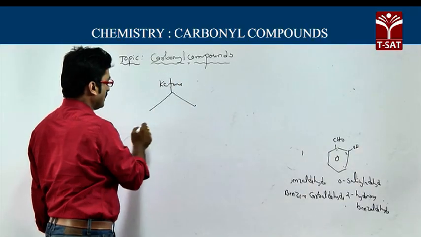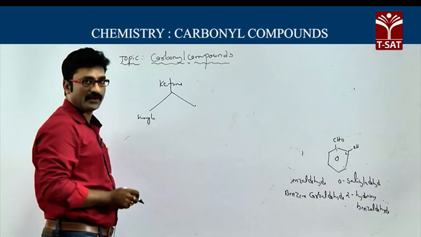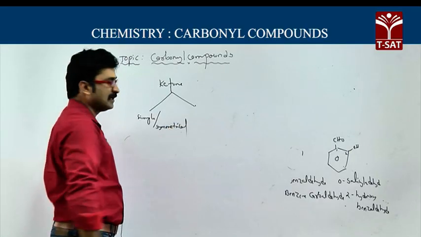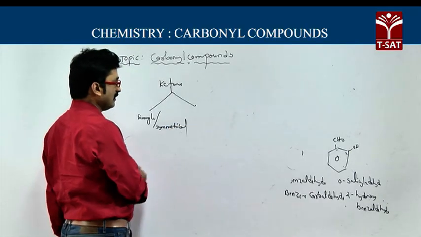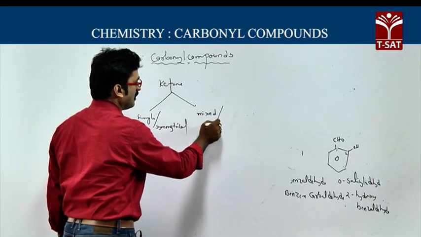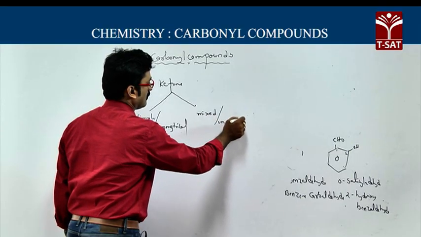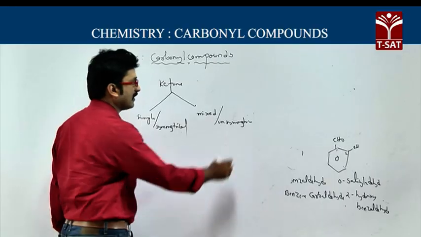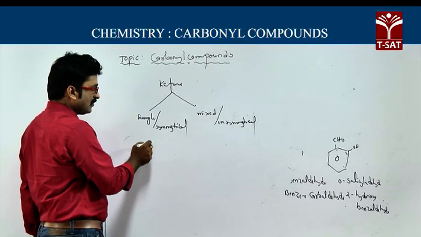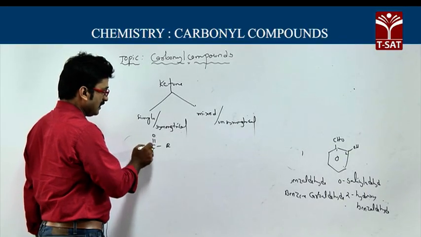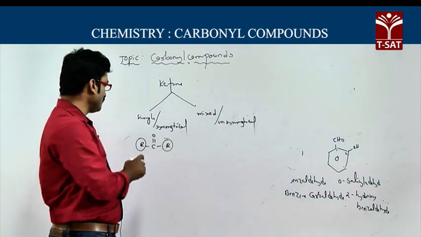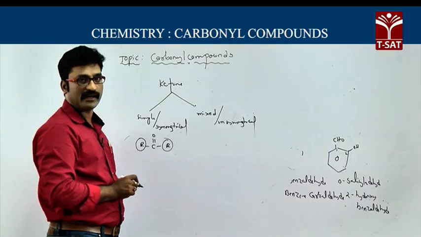Ketones are classified into two types. They are simple ketones, which are also called symmetrical ketones, and mixed or unsymmetrical ketones. Simple or symmetrical ketones are the ketones in which the carbonyl carbon is bonded with the same type of alkyl groups. If these two are the same, then that ketone is called a simple ketone or symmetrical ketone.